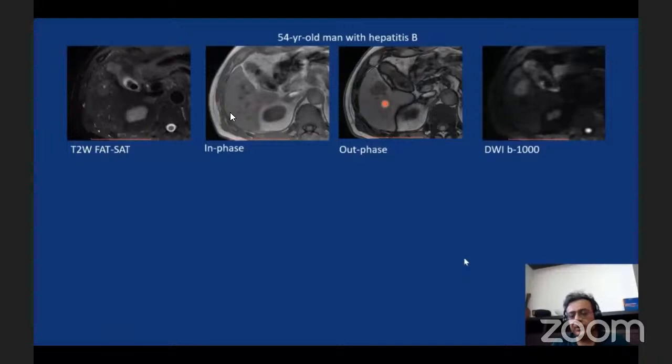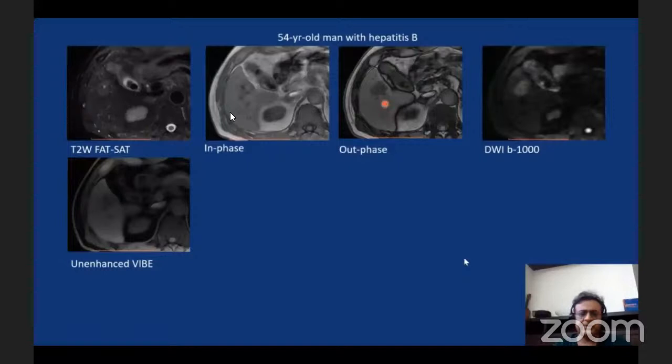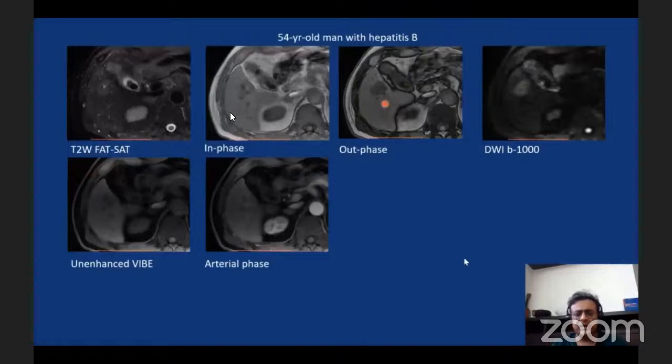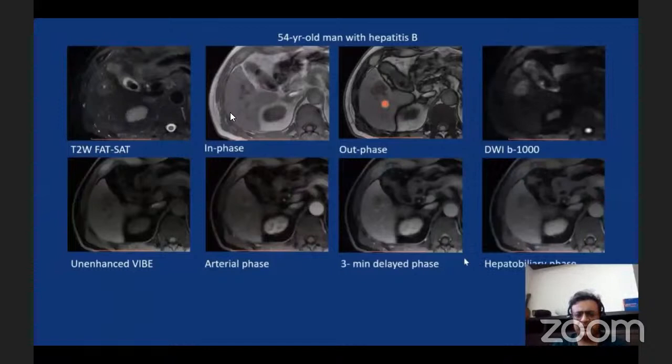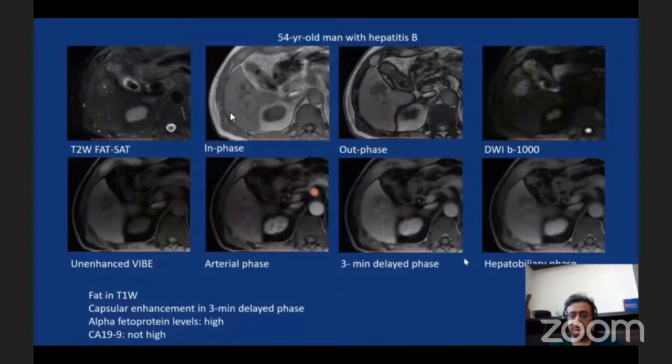I'm not showing the diffusion, but it was dark on the ADC, so there was restricted diffusion. In the arterial phase, there is very mild enhancement compared to the unenhanced images, not the typical enhancement pattern of hepatocellular carcinoma. But what is interesting is that in the 3-minute delayed phase, there is a peripheral capsule formation. So we have two pieces of evidence towards hepatocellular carcinoma. Further evidence comes from the biochemical workup: the patient's alpha-fetoprotein level was more than 400, whereas the CA19-9 was not high. So comfortably, we gave a diagnosis of hepatocellular carcinoma.